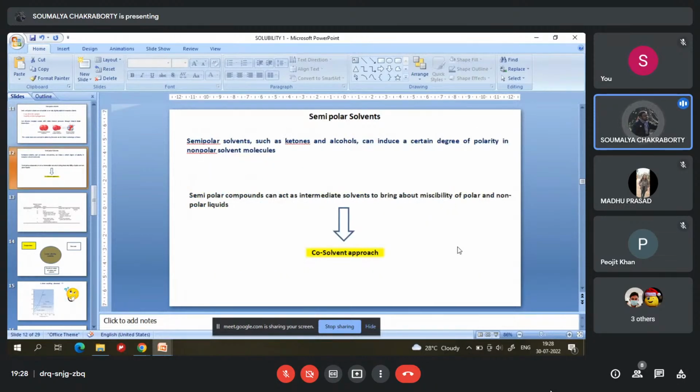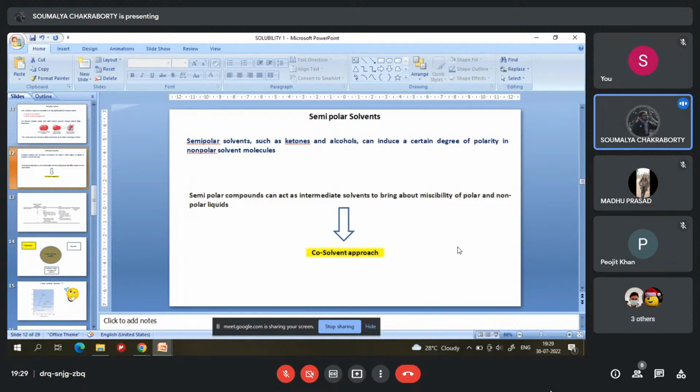So let us come to the semi-polar solvents. These are the transition state between the polar solvents and the non-polar solvents. Semi-polar solvents such as ketones or alcohols can induce a certain degree of polarity in non-polar solvent molecules by induced dipole interaction. So here we have to add some polar solutes to the non-polar molecules, and the combination is called semi-polar. And semi-polar compounds can act as intermediate solvents to bring about miscibility of polar and non-polar liquids.